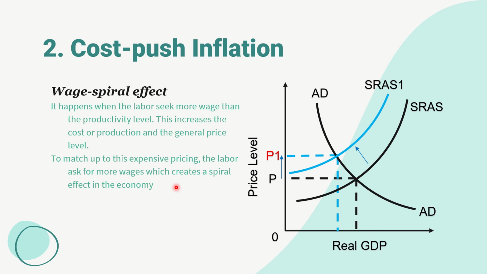When does the wage spiral effect take place? It happens when labor seeks more wage than the productivity level. This increases the cost of production and the general price level. To match up to the expensive pricing, the labor asks for more wage, which creates a spiral effect in the economy. So basically, the labor asks for more wages.